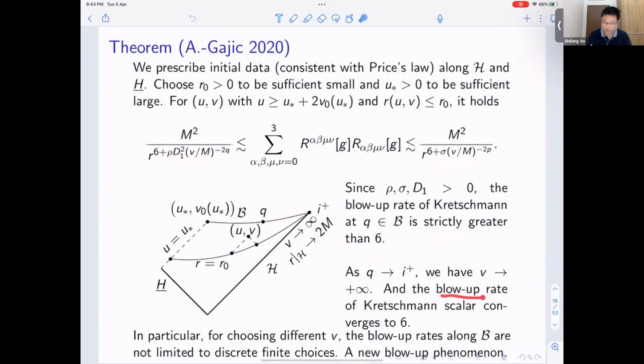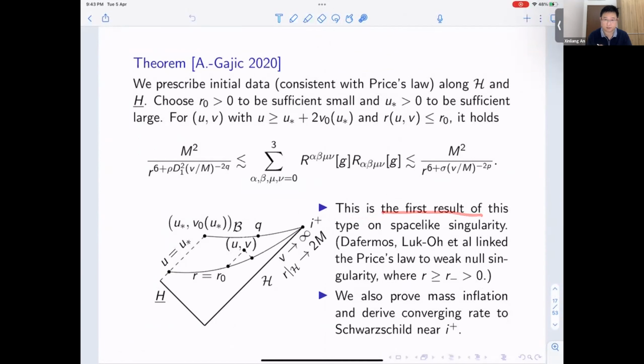And also, if we change the location, the blow-up rate along B is not limited to discrete finite choices. And this is a new blow-up phenomenon. So this is the first result of this type on spacelike singularities.